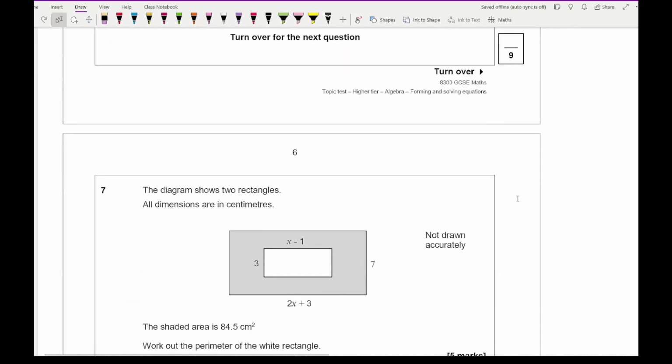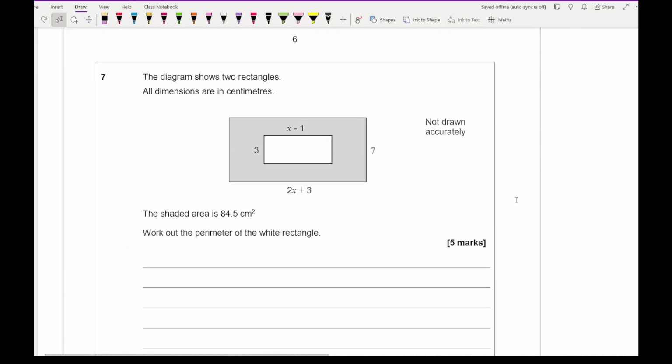Then moving on to question 7, it says the diagram shows 2 rectangles. All dimensions are in centimetres. The shaded area is 84.5. Work out the perimeter of the white rectangle. So here, again, the shaded area equals the area of the big rectangle minus the area of the small rectangle.